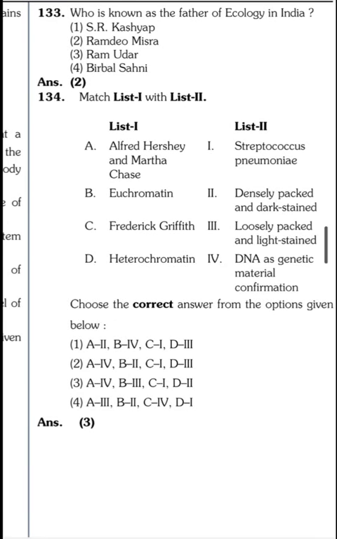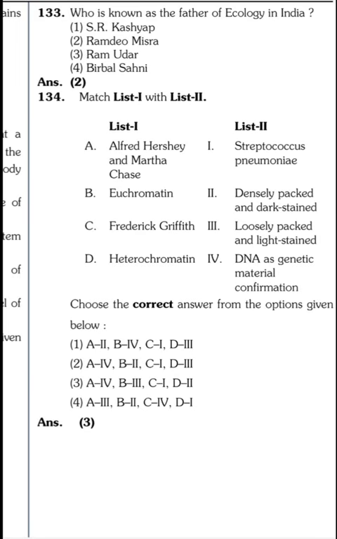Alfred Hershey and Martha Chase. Their experiment is concerned with DNA as a genetic material. Euchromatin is loosely packed and light stained. So A4, B3, whichever has that option, that is correct. The third option has it.